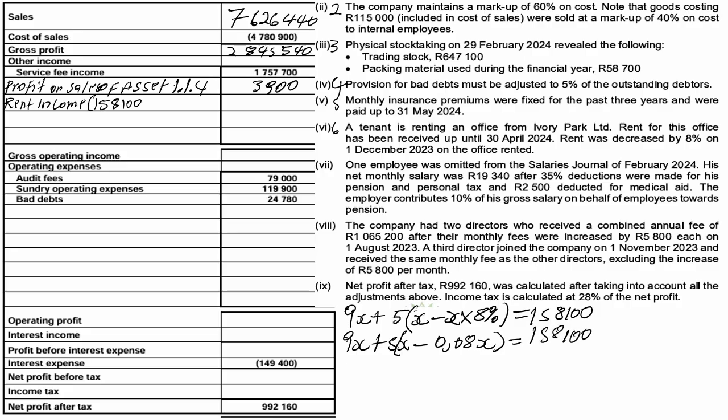Okay, so we have 9x plus, we're going to multiply by this 5 inside the bracket. 5 times x, and also the 5 will multiply the 0.08. So 5 times x will have 5x, and then again 5 times x will get 0.4x, which is equals to 158,100. Okay, so 9x plus 5x minus 0.4.